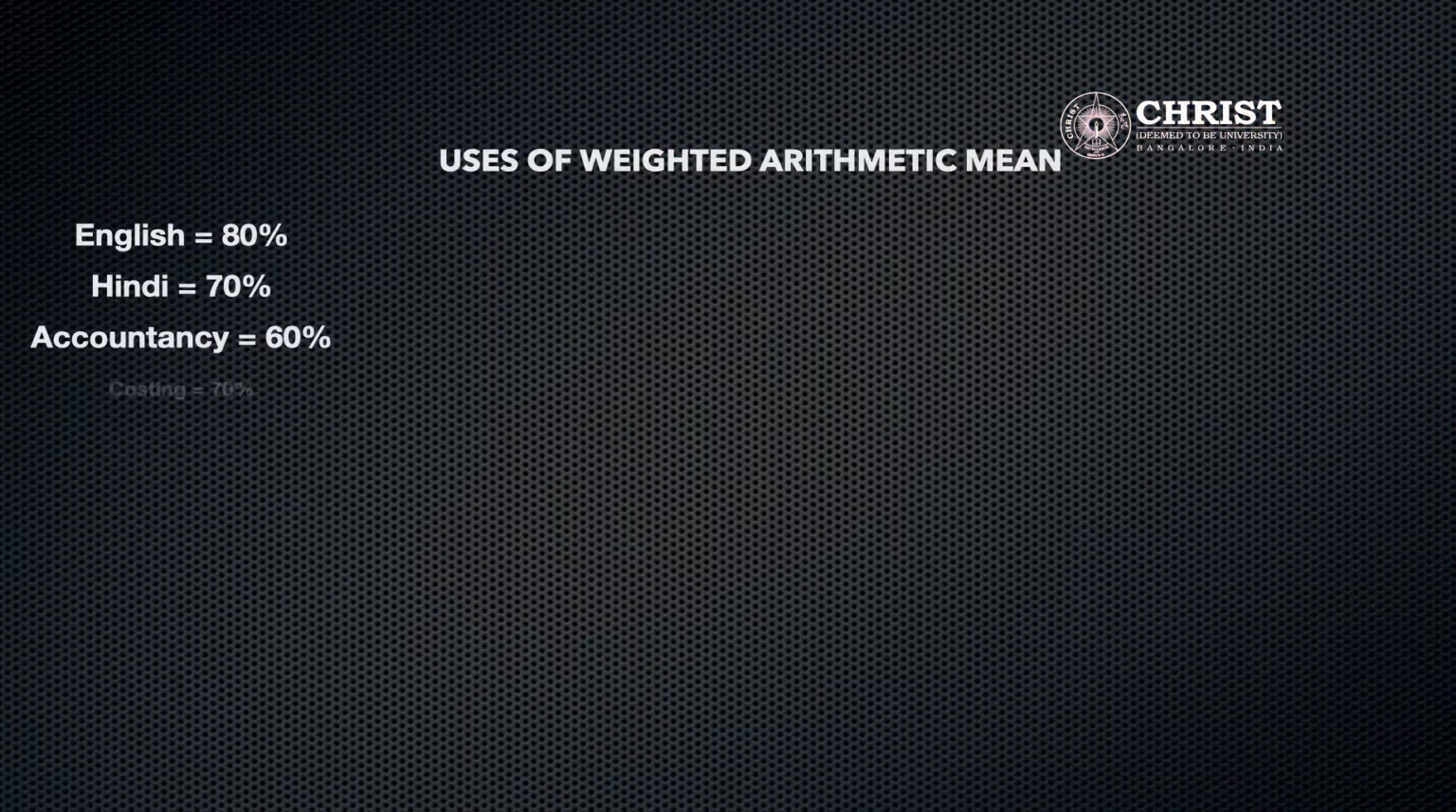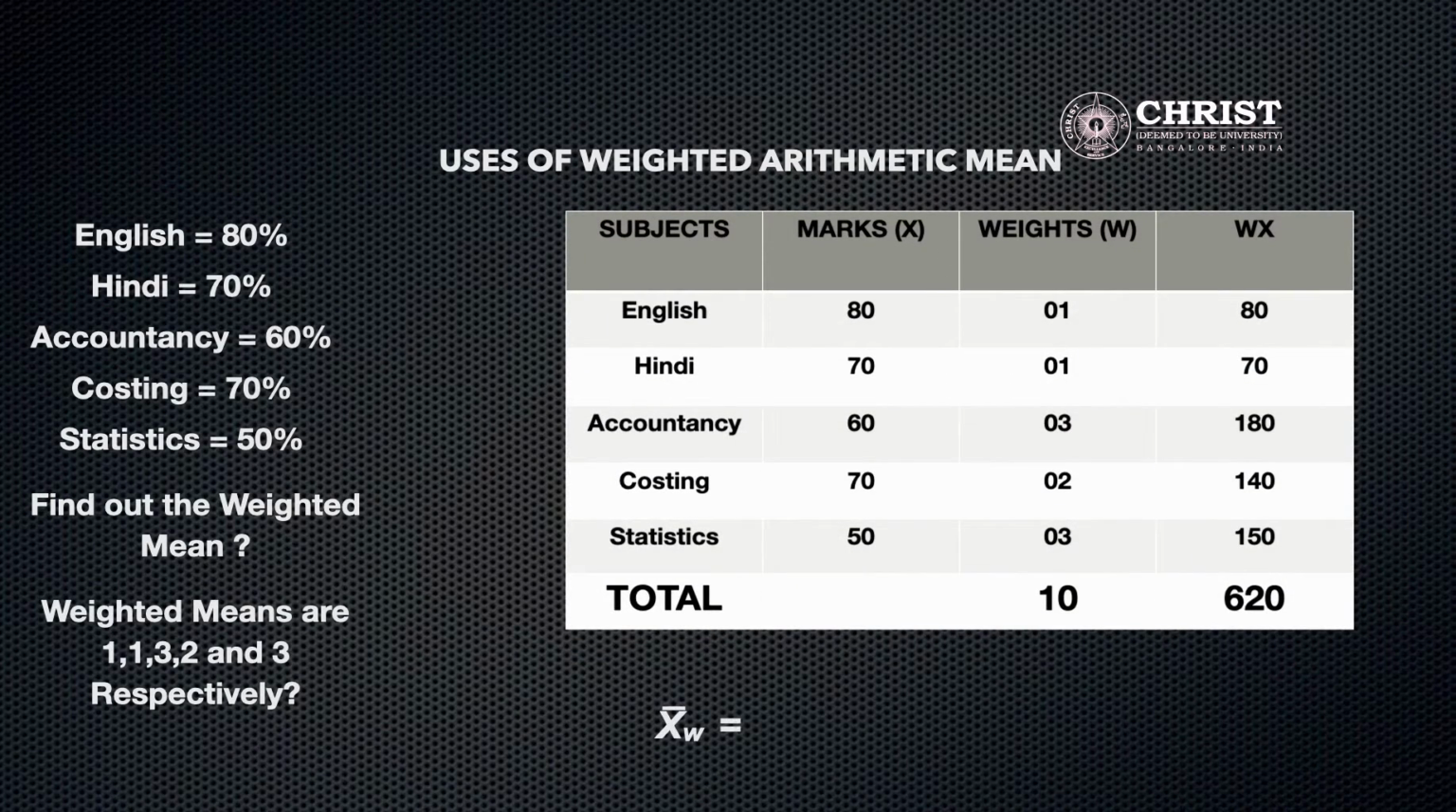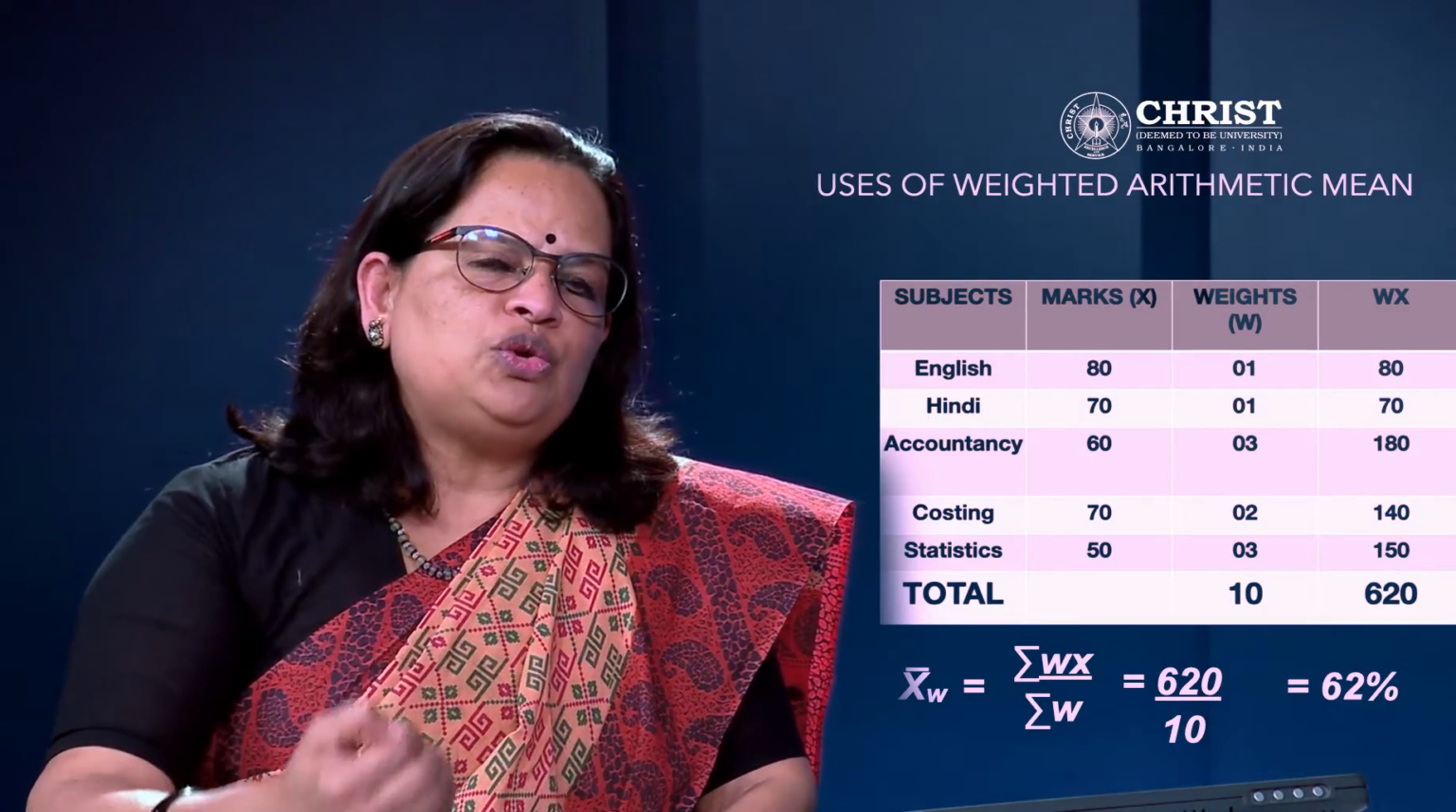So the subjects are there, the corresponding values are there, and the weights are also there. When you take the sigma fx total, you get 620. So 620 divided by the total weights for the various subjects, which is 10. So 620 divided by 10 is equal to 62%. That is the average marks scored by a student.